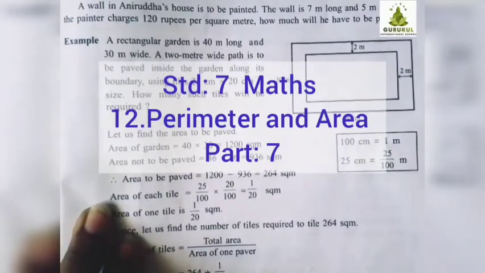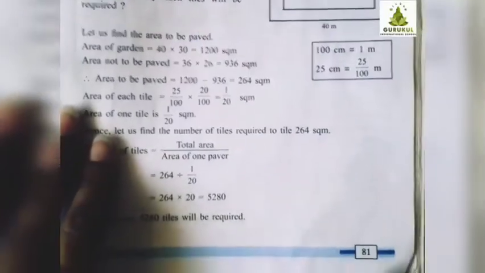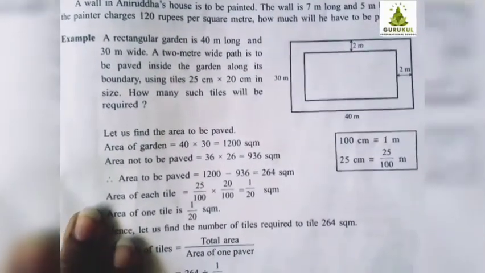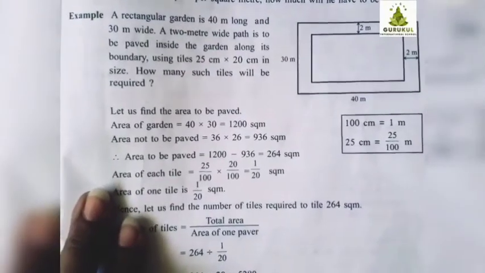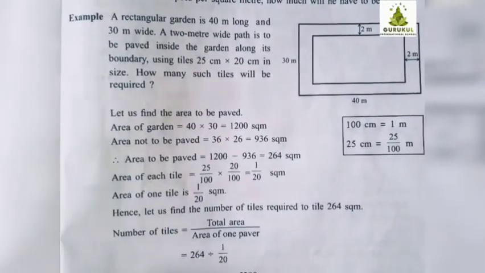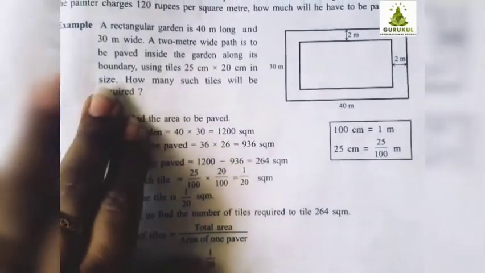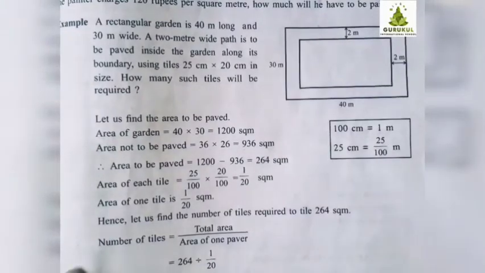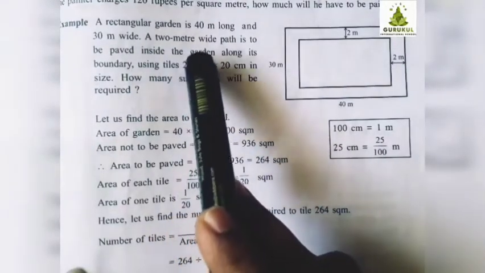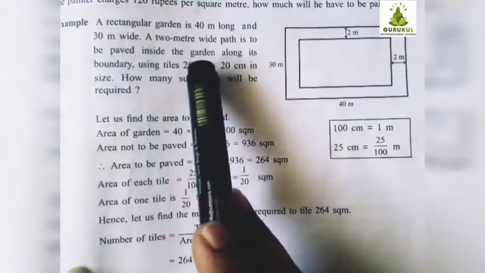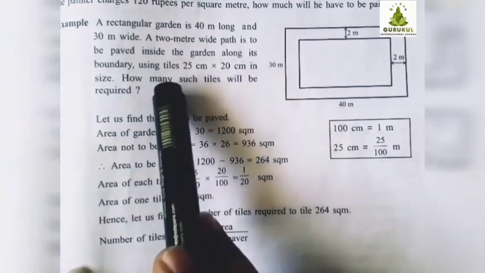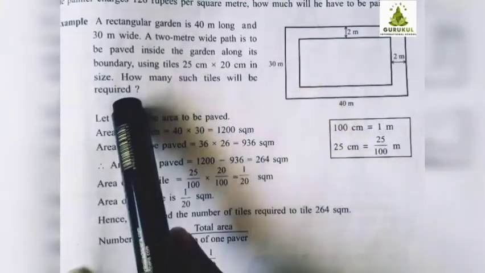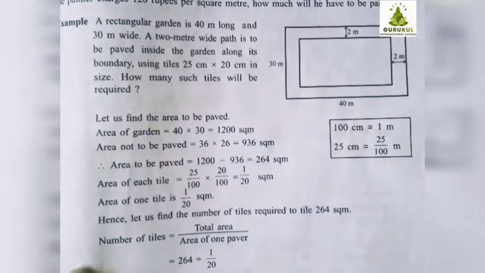Now on page number 81 of your maths textbook, we are going to see the solved example to understand how the sums are to be solved. Let us see how it is to be solved. A rectangular garden is 40 meters long and 30 meters wide. A 2 meter wide path is to be paved inside the garden along its boundary using tiles 25 centimeters into 20 centimeters in size. How many such tiles will be required?